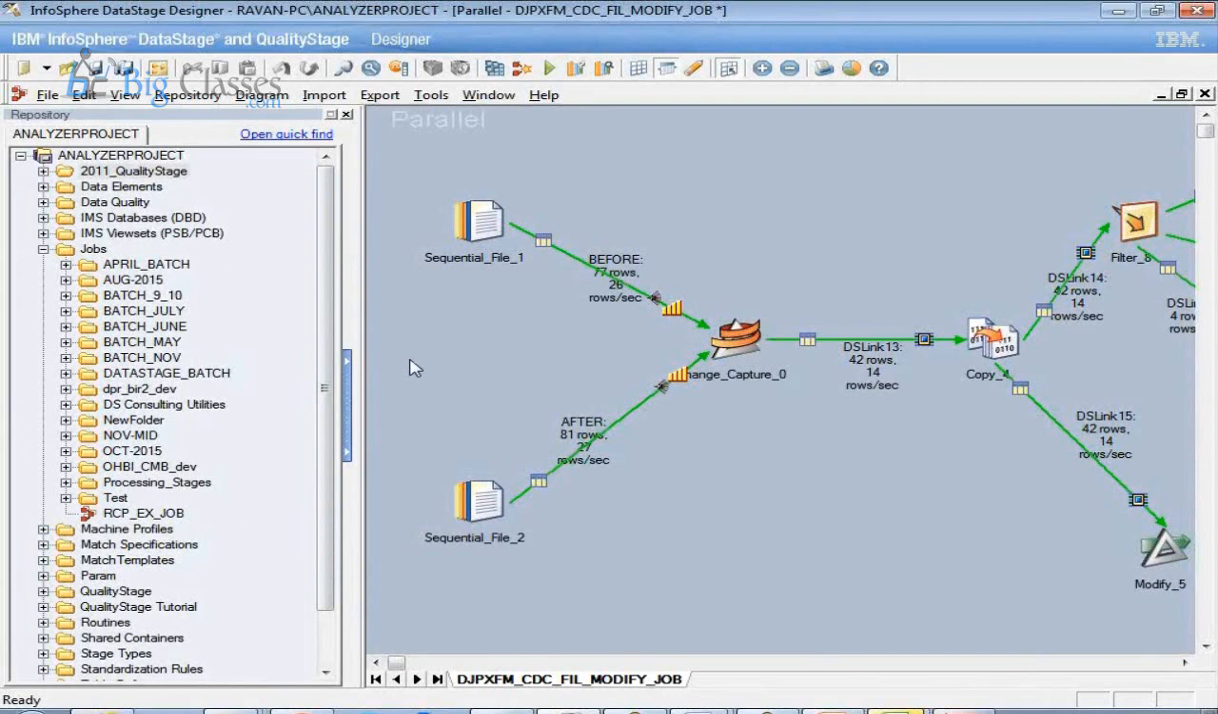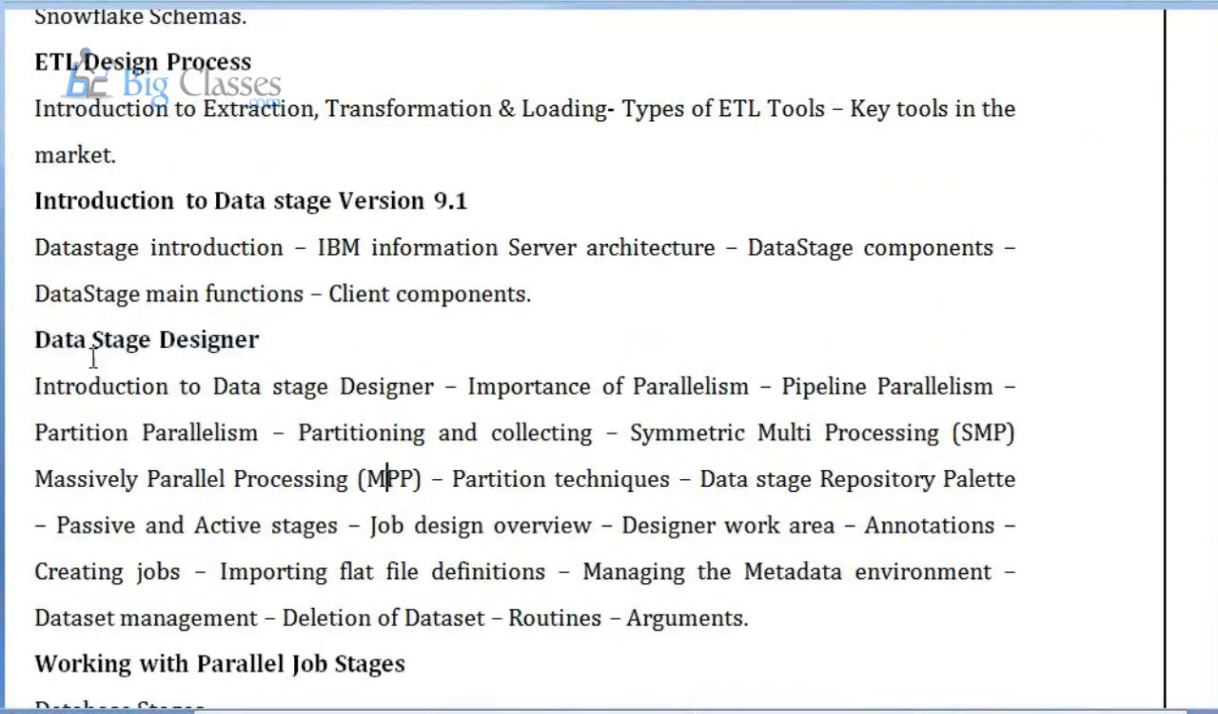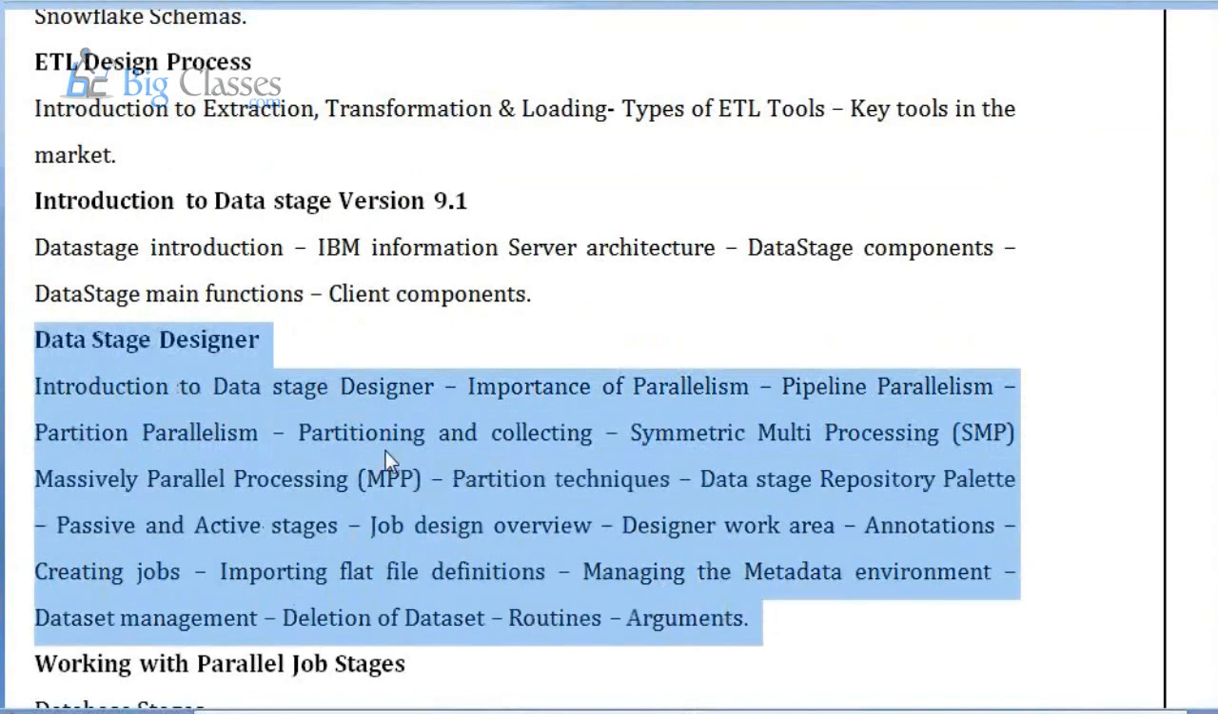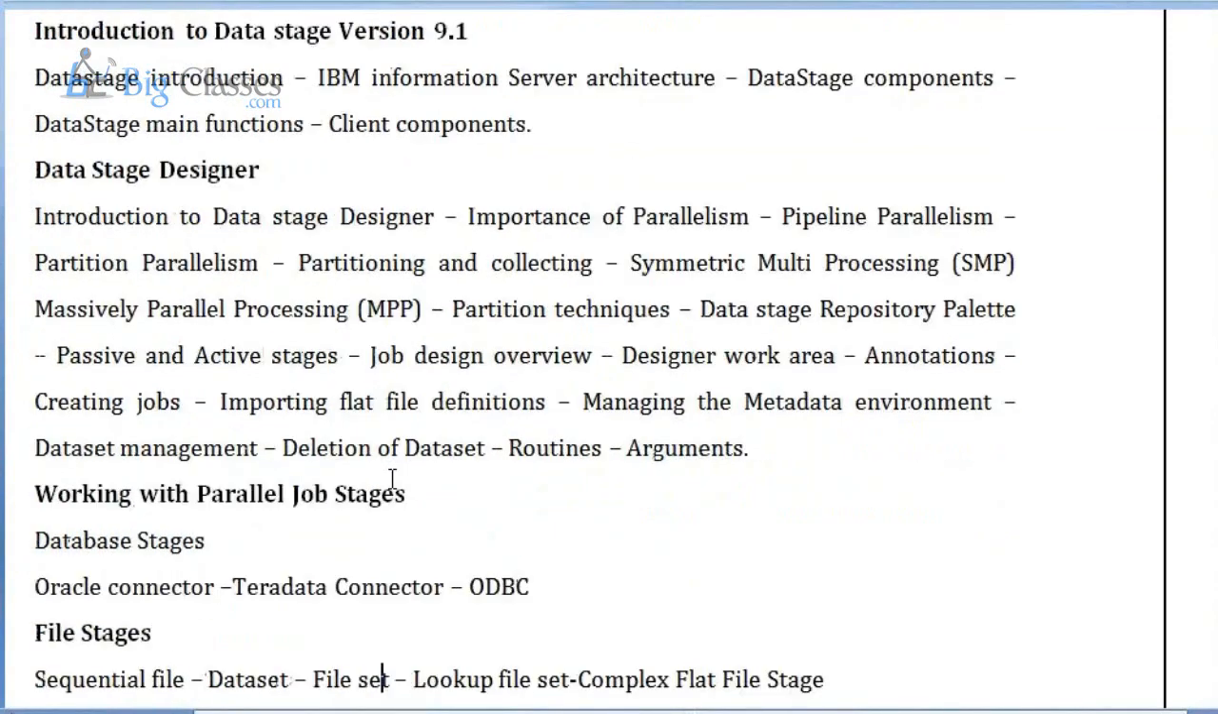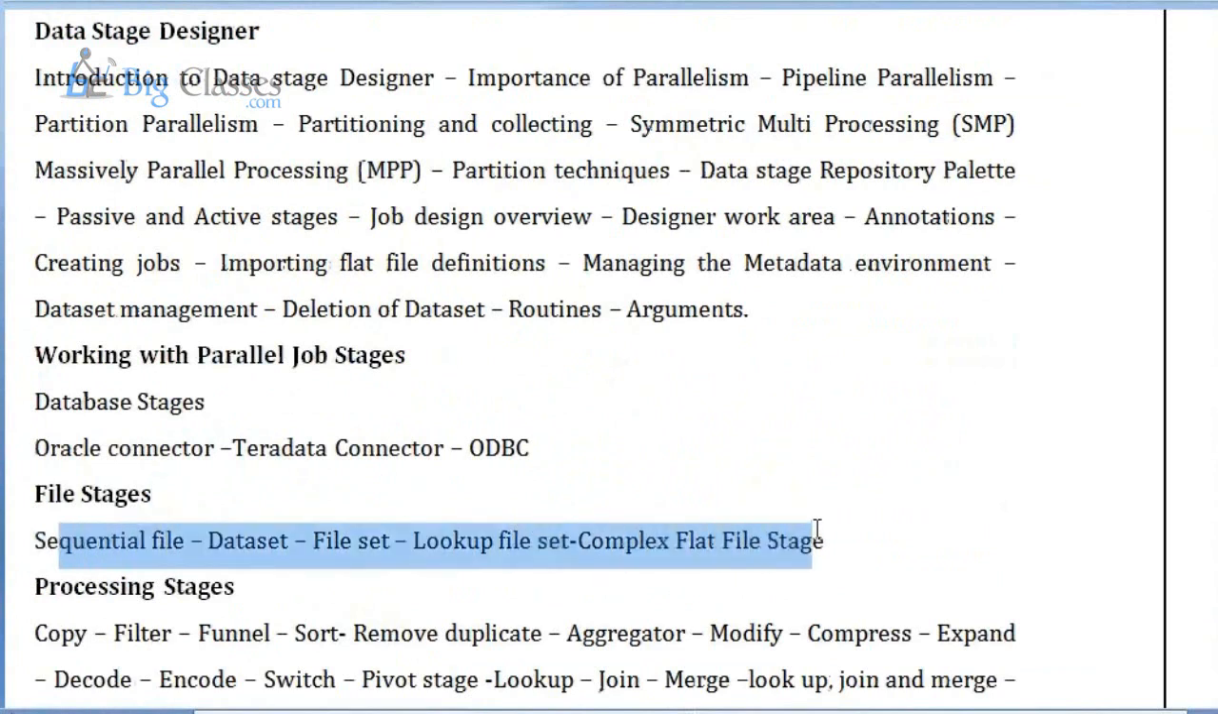Once we perform those kinds of activities on the DataStage job, if you want to run the job longer than the expected time, or if you want to kill the job, how to do all those things also we are going to discuss, completely in the Designer part. And we'll also work with the stages, how to read the data from flat files. Flat files means I have data in .txt, .csv, .dat, these kinds of flat files. And we'll also have processing stages like copy, filter, funnel, sort, remove duplicates, aggregator, modify, compress, expand, decode, encode, switch, pivot, lookup, join, and all the other different kinds of operations we can perform.